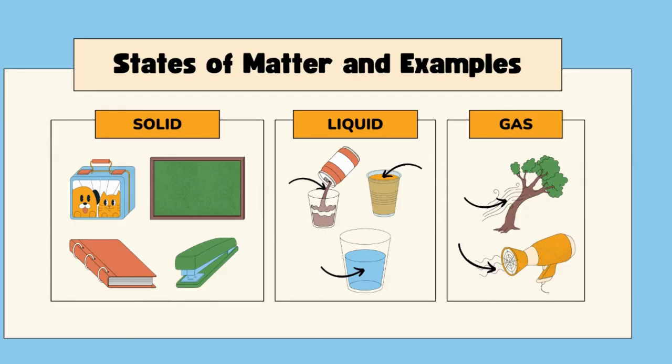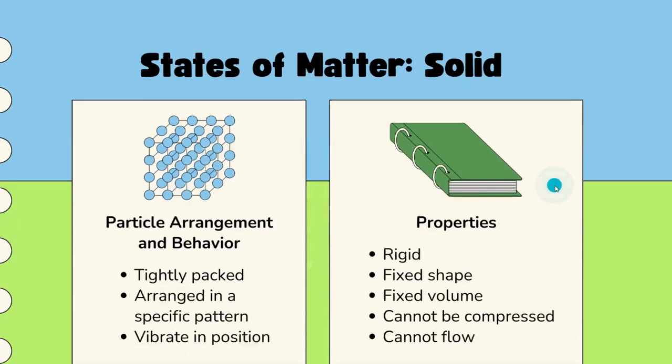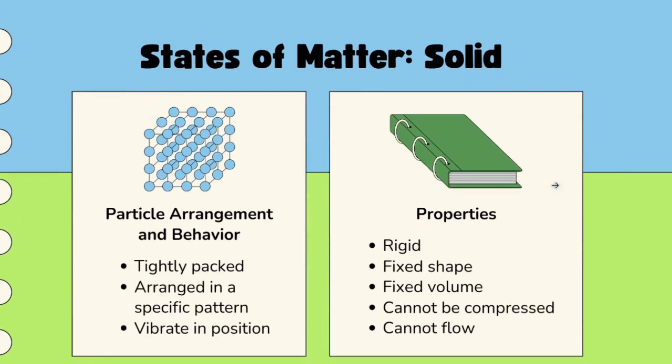In solids, we can have an example of a book, a lunchbox, a stone. So many examples we can have here for solids. In liquids, we can have water, juice, tea. In gas, we can have an example of wind and steam. Now let's look at how these particles in the various states of matter are arranged.